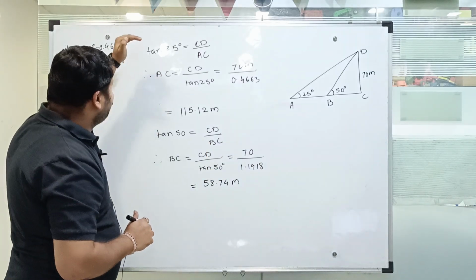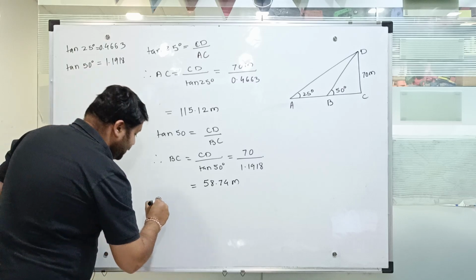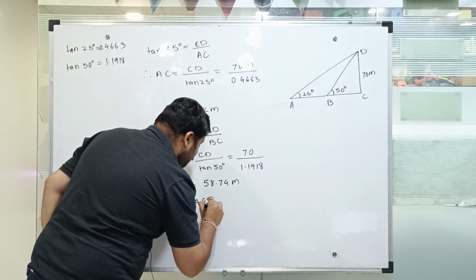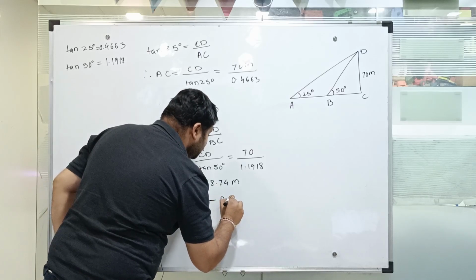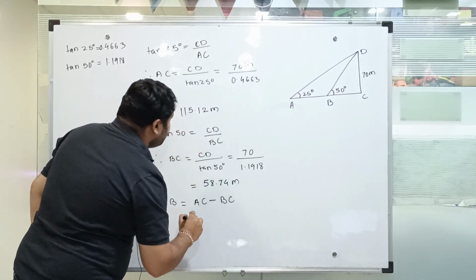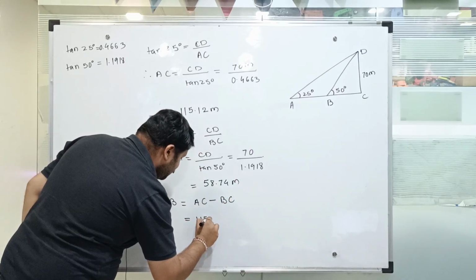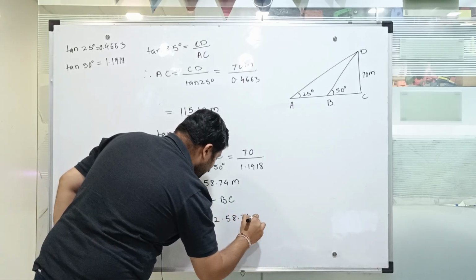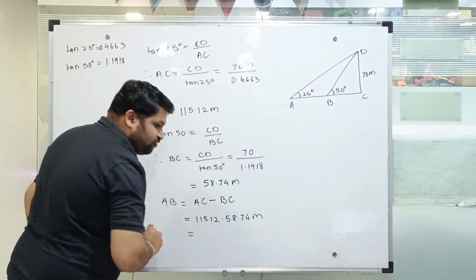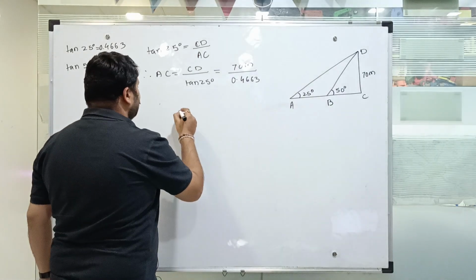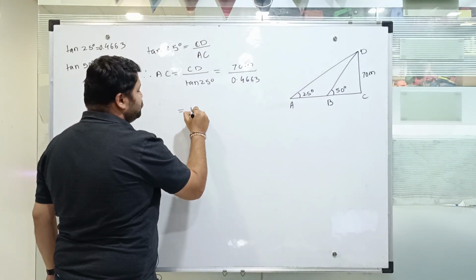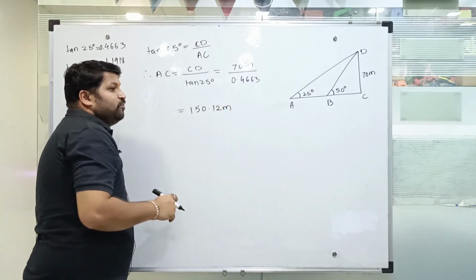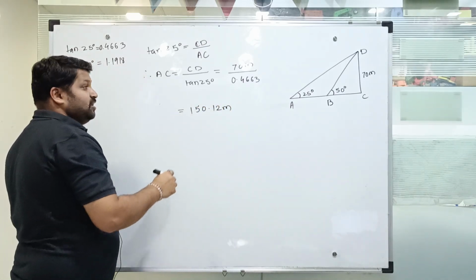So we have to find the value of AB. So I can write AB is equal to AC minus BC. That gives me 150.12 minus 58.74 meters.